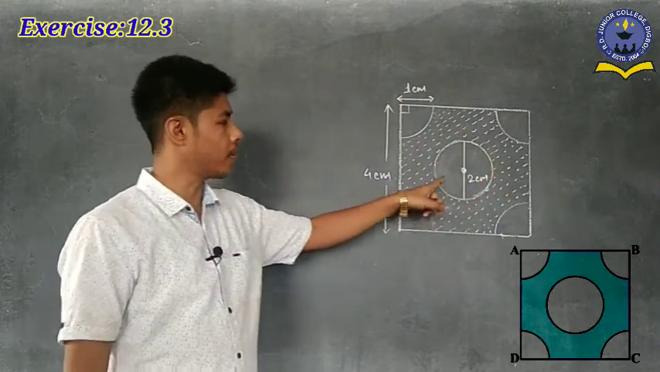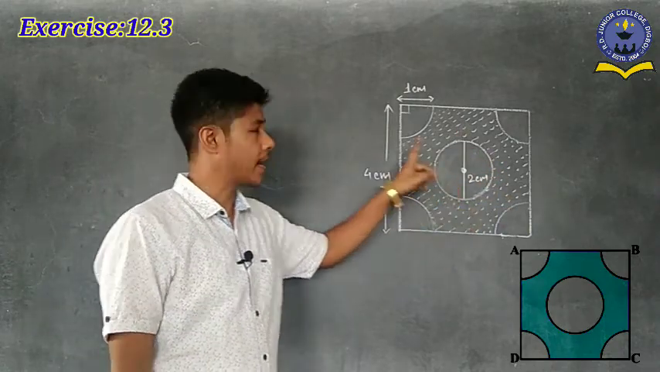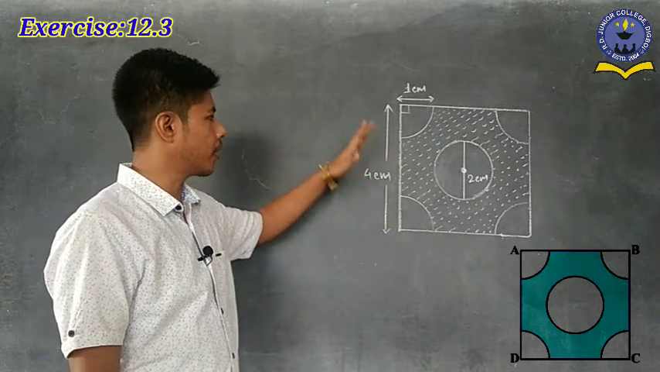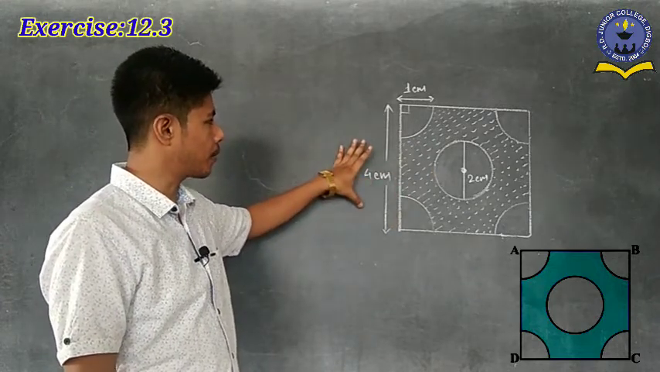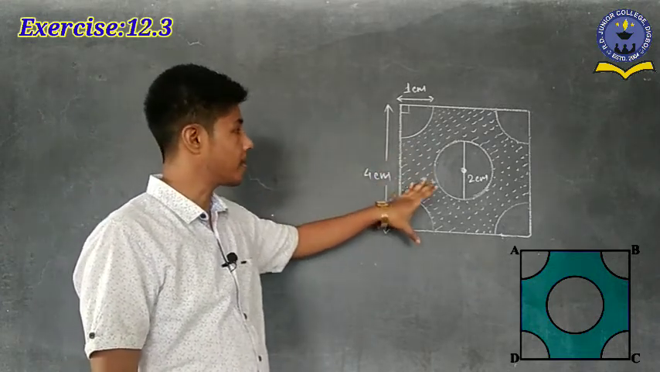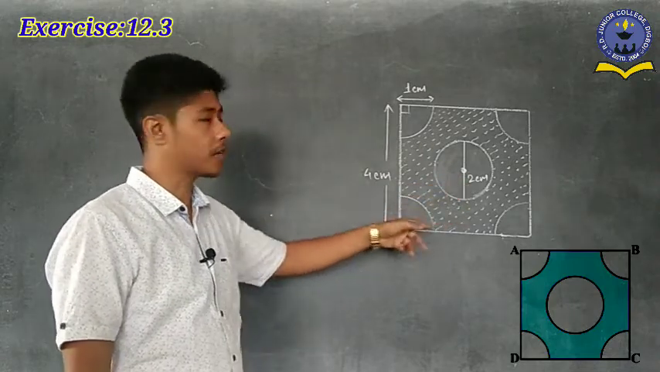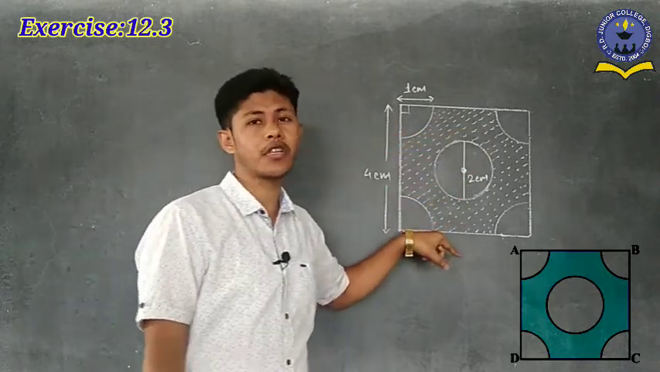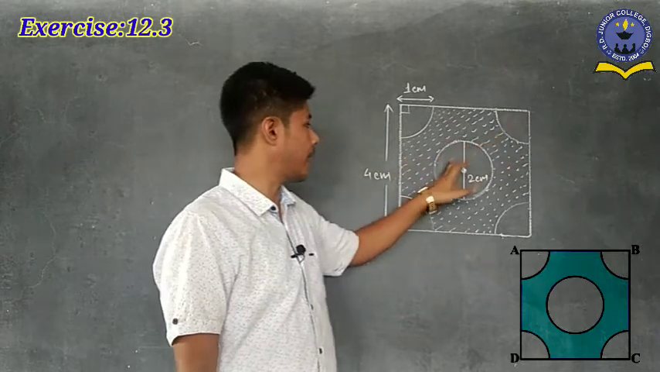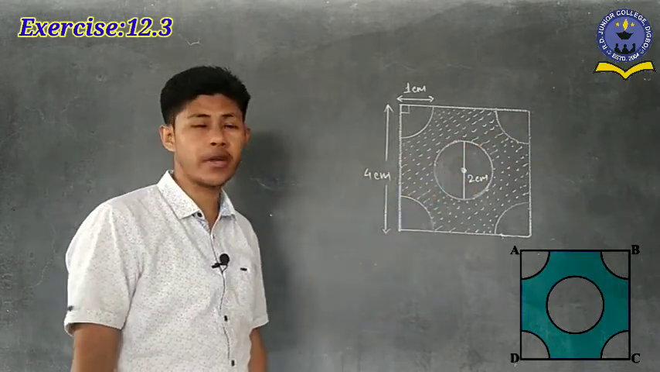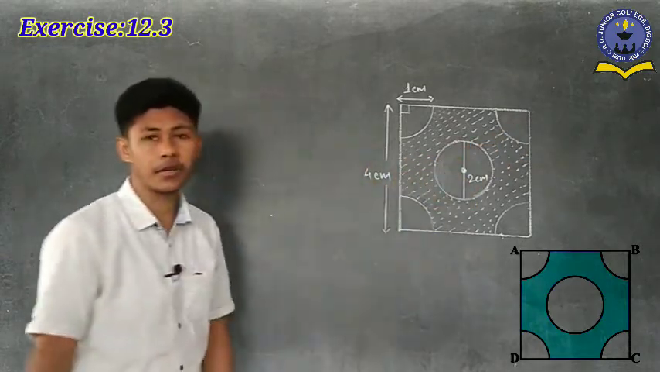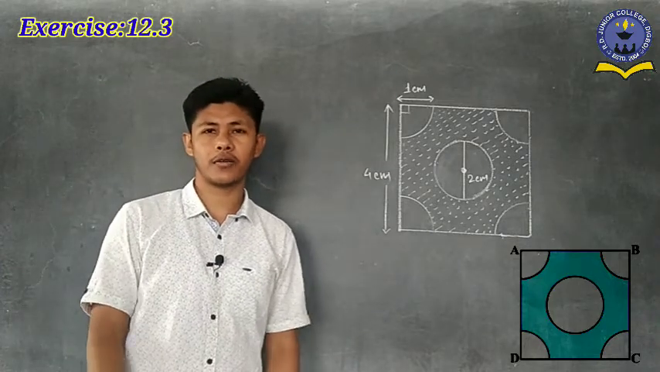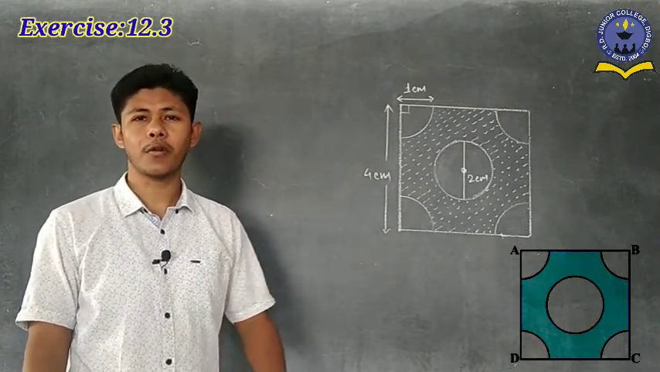And next we have to find the area of this circle. And after that, we have to take the area of square minus area of circle minus area of these 4 quadrants. If we subtract these 4 quadrants and this circle, then which portion remains here? Obviously this shaded portion, isn't it? So this is the question we have to do, one by one.